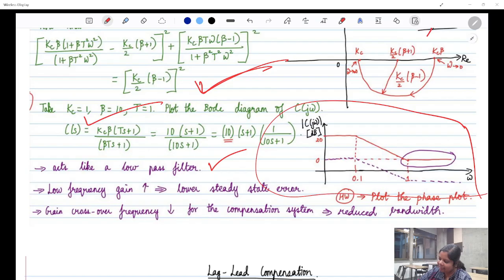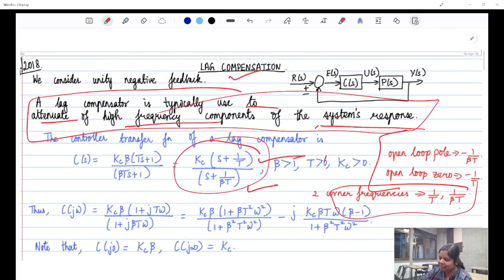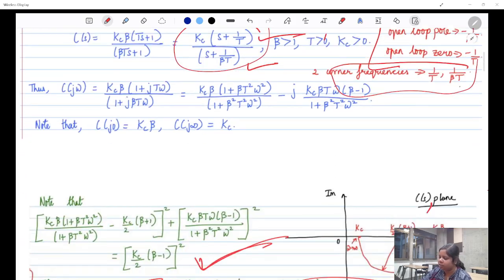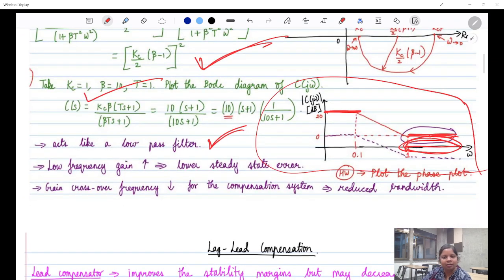You can see here, initially the gain is really high. If the gain is high, that means steady state error is low. So this is the benefit. Second thing, for higher frequency, the value of the magnitude is really less, meaning these higher frequency components are attenuated. So that is what is written here, that it is used to attenuate higher frequency components of the system response. It acts as a low pass filter because it allows the low frequency region to pass through but does not allow the high frequency region to move through.